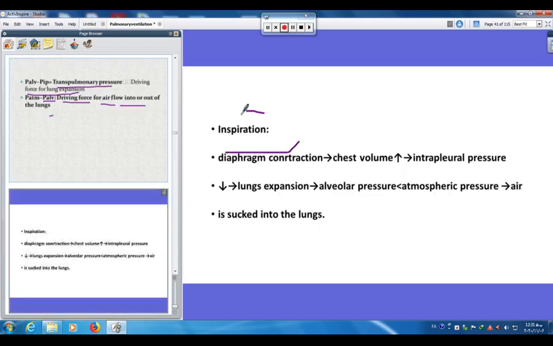In the inspiration mechanism, as we mentioned before, briefly and as a summary: the diaphragm contracts, chest volume is increased, intrapleural pressure decreases, and the lungs expand. After that, the alveolar pressure is less than atmospheric pressure, and air is sucked into the lungs.